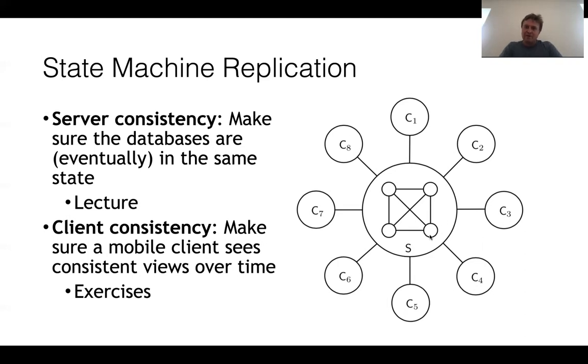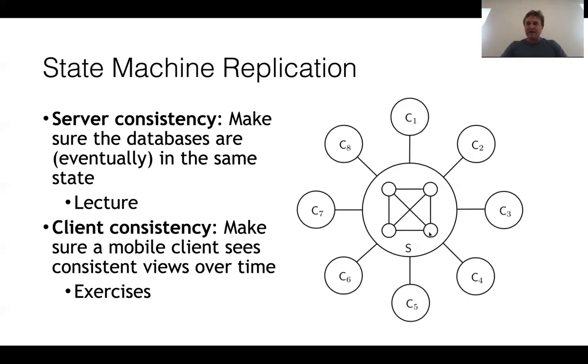Which one is server consistency and which is client consistency. So server consistency, which is what we will mostly look at, is the property that these four servers here will eventually become consistent. By eventually, I mean they might not always be in the same state. They can't, on the millisecond, all take the next step in the computation. Sometimes one will take a step first and then the other one.